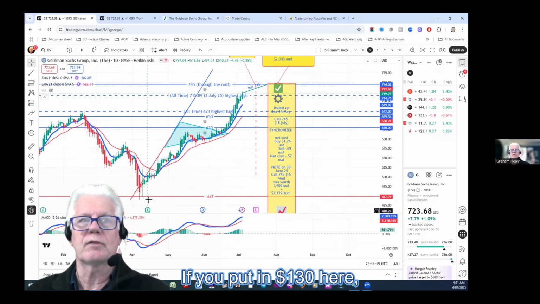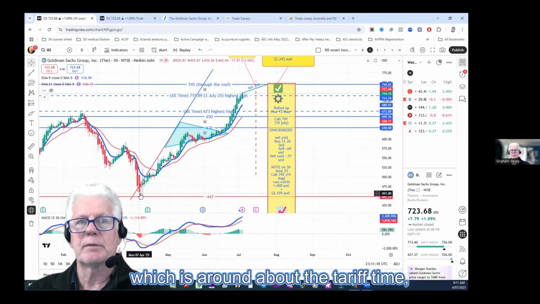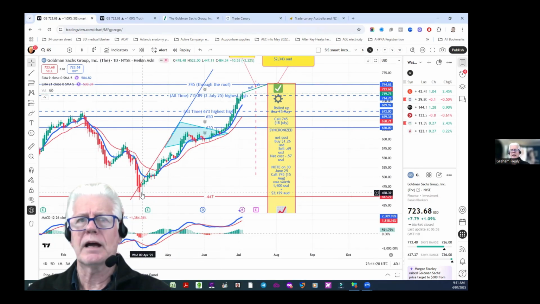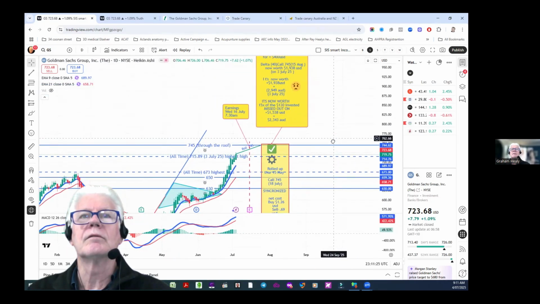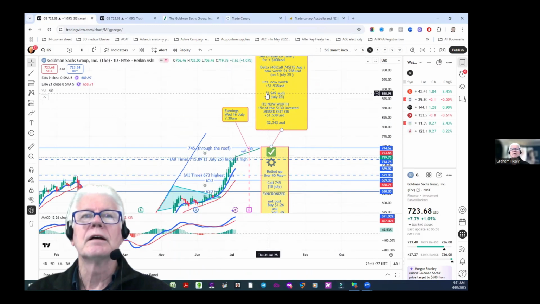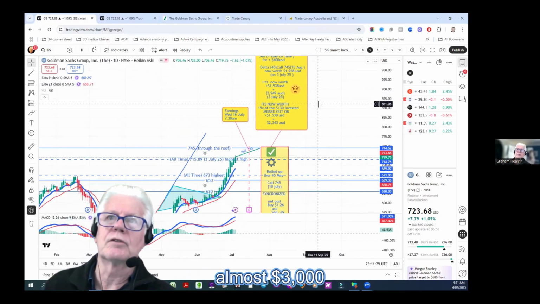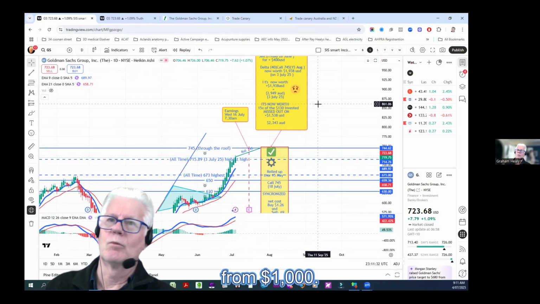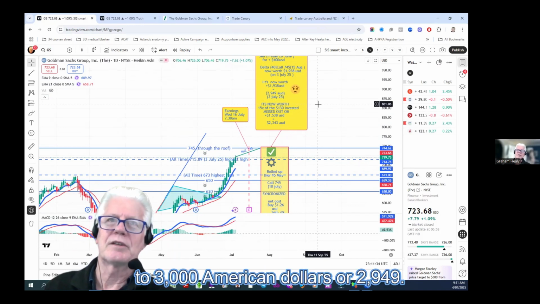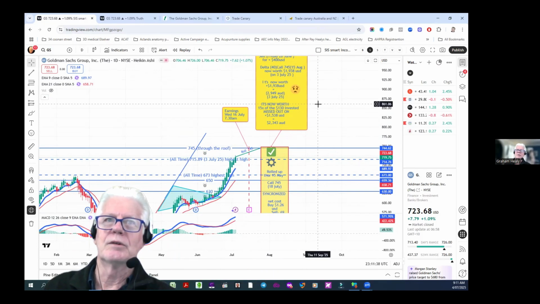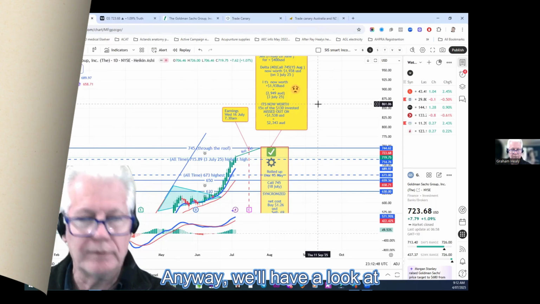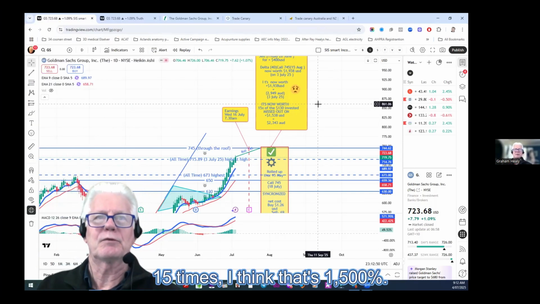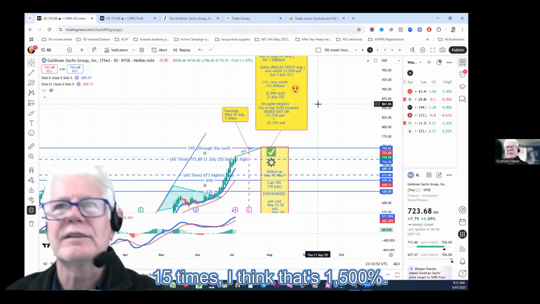If you put in $130 here, which is around about the tariff time, that would now be worth, as I just said, just to make it accurate, almost 3,000 American dollars, from 1,000 to 3,000 American dollars, or 2,949. So, you know, that's gone 15x. I'll just quickly work that out again. Anyway, we'll have a look at it. 15 times, I think that's 1,500%.